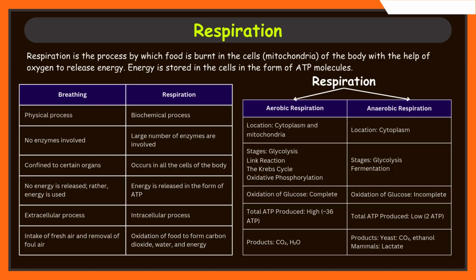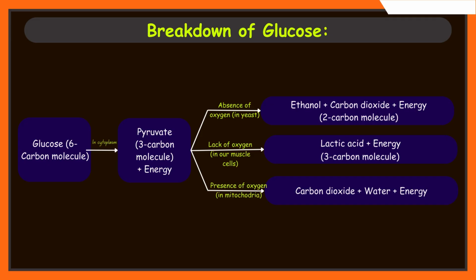Even though it releases less energy, it is very useful in conditions where oxygen is not available. This type of respiration is seen in some microorganisms like yeast, certain bacteria, and sometimes in human muscle cells during intense physical activities. The breakdown of glucose, also known as glycolysis, is a key metabolic process that takes place in the cytoplasm of cells. In this process, a 6-carbon glucose molecule is split into 2 3-carbon molecules called pyruvate.